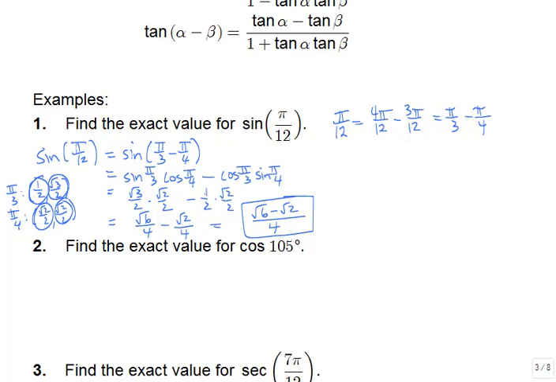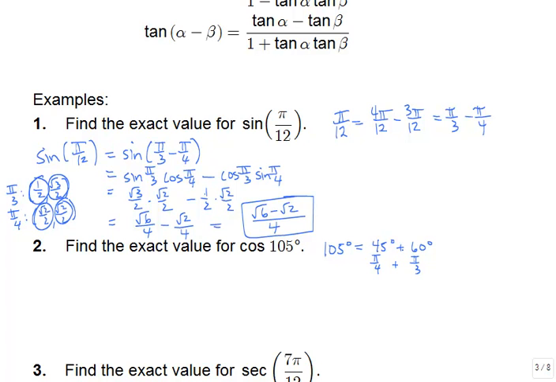Okay, let's try this again. This time I want to find the exact value for cosine of 105 degrees. So again, we want to be a little bit clever here. 105 degrees is not one of our good angles. We want to use pi over 3s, pi over 4s, pi over 6s. And remember, those are like 30s, 60s, and 45s. So is there a way to use 30s, 60s, or 45s to get to 105 degrees? Yes. 105 is 45 plus 60. And 45 is like pi over 4, and 60 is like pi over 3.